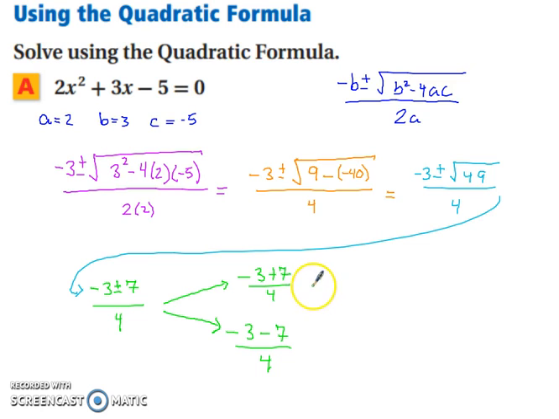And when we simplify, we end up with 1. And when we simplify this one, we end up with negative 5 halves. So your zeros from this quadratic function are 1 and negative 5 halves. If you graph it, you will notice that these 2 points are where it crosses the x-axis. So let's try another one.